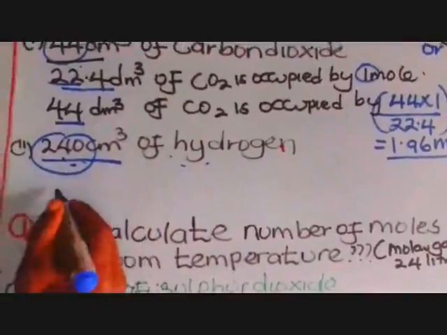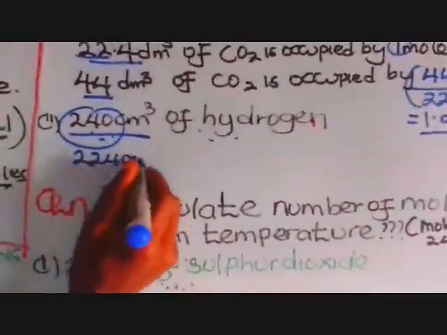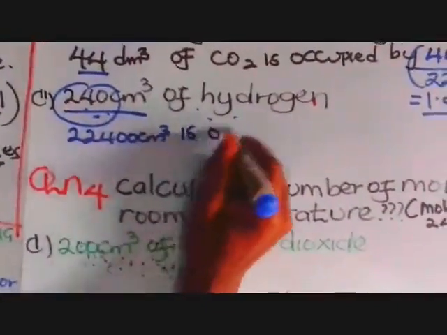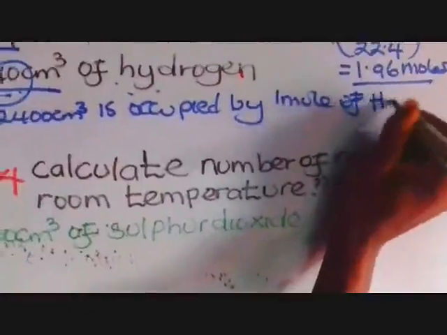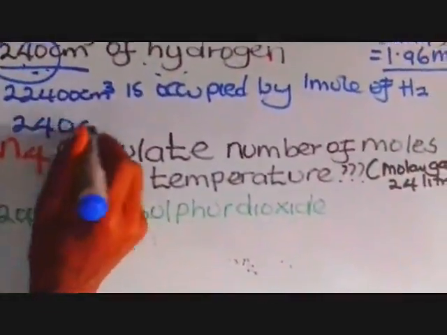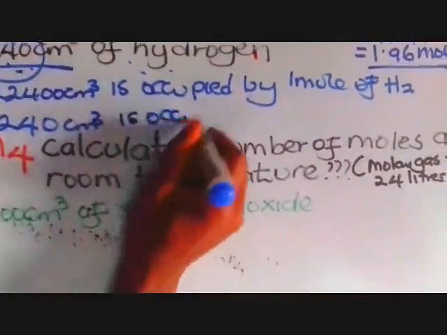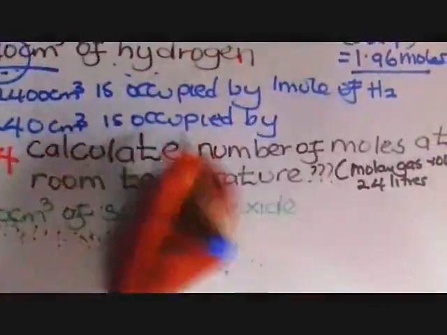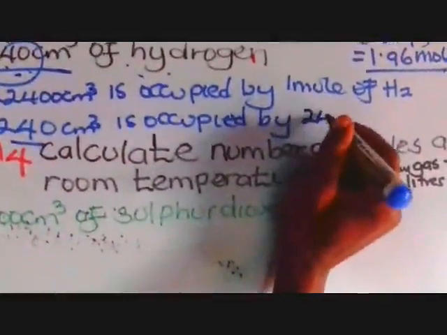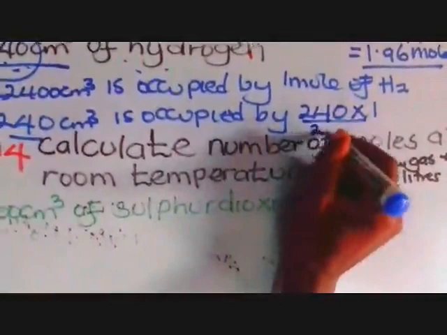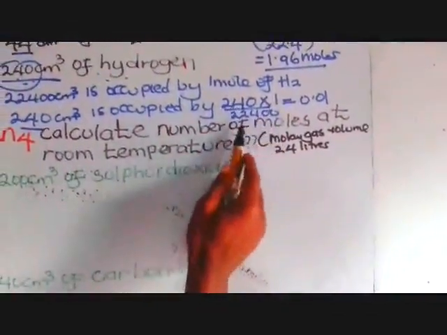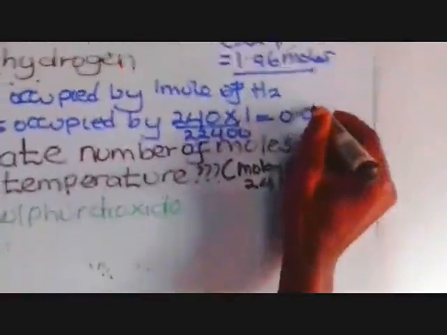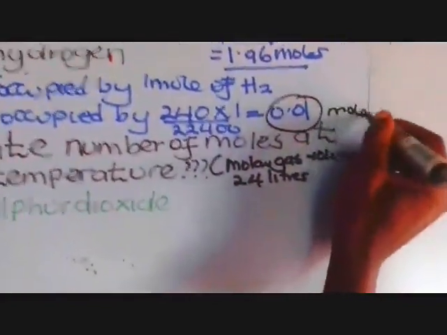So what I'm going to do here, I will do the same. I'll just come and say the 22,400 cubic centimeters is occupied by 1 mole of what? Hydrogen. 1 mole of hydrogen. Then what about the 240 cubic centimeters is occupied by, now we cross multiply, we shall get this times that. So that is 240 times 1 out of 22,400. And now our answer there, you divide 240 by 22,400 cubic centimeters, and then we shall get our answer as 0.01 moles.